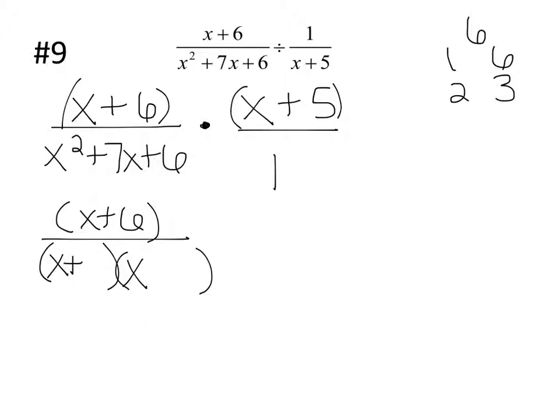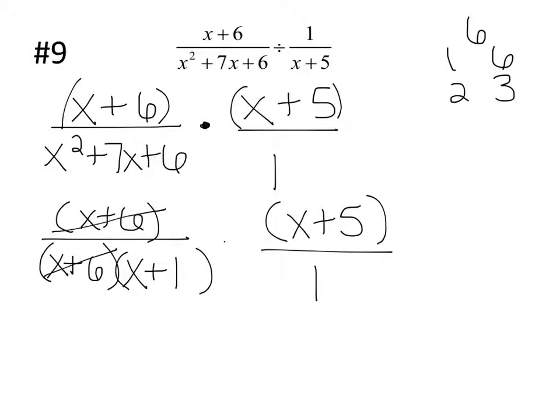If your first sign is positive, you keep your second sign. Larger number always goes first. Can't do anything with x plus 5 or 1. So your x plus 6 is canceled, and you're just left with x plus 5 over x plus 1.